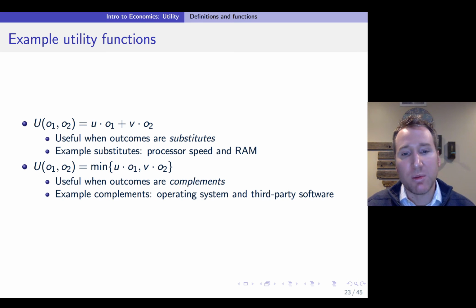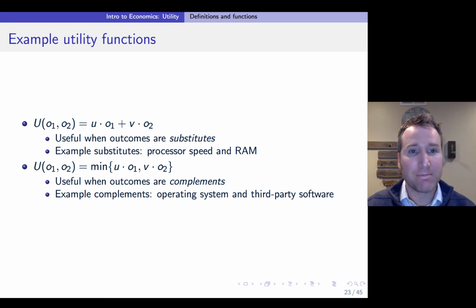An example complement from computing is operating system type and third-party software. So if you have the wrong software that works on a different OS, or let's say you're working at a company and you have 10 licenses of a third-party software, but only 5 licenses for the OS that it runs on, well, your utility is going to be capped by the number of copies of the operating system that you have, because those extra 5 licenses that you have of the software don't do any good.